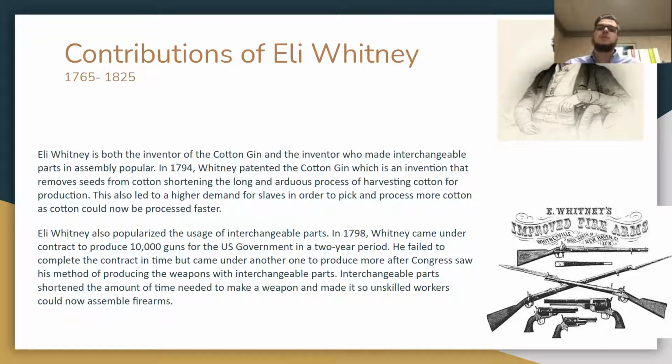He came under contract with the United States government to produce 10,000 firearms. He eventually fails to do it in that two-year period. However, Congress really liked the idea of what he was doing.